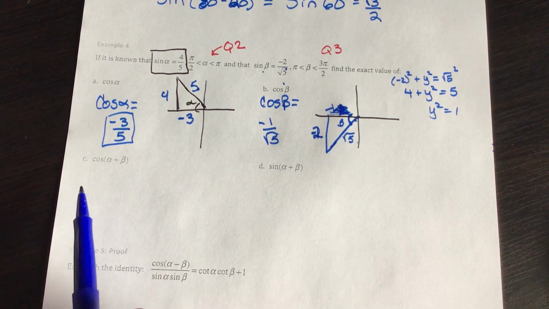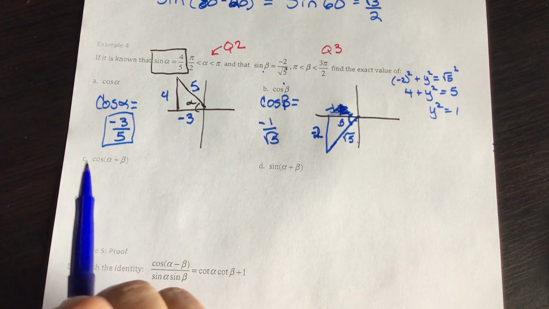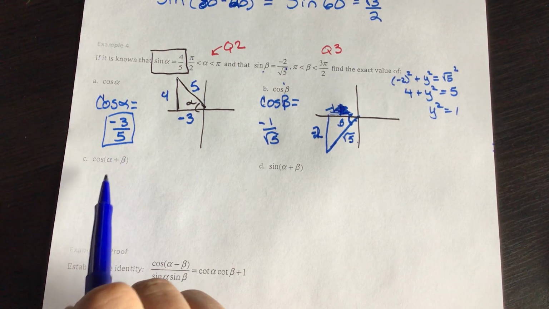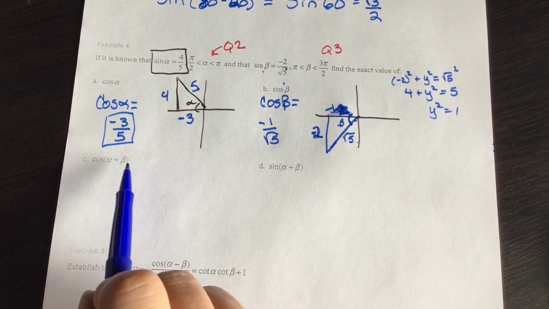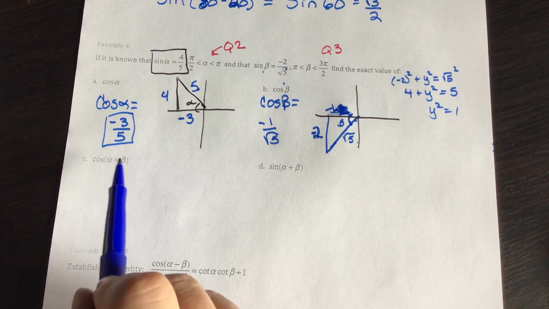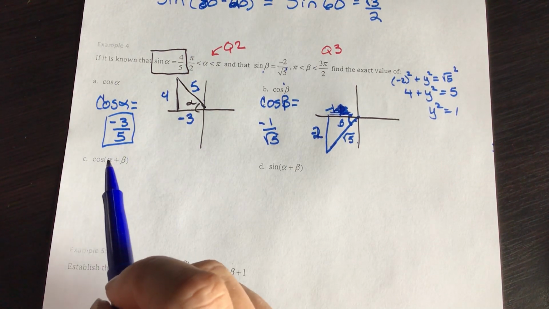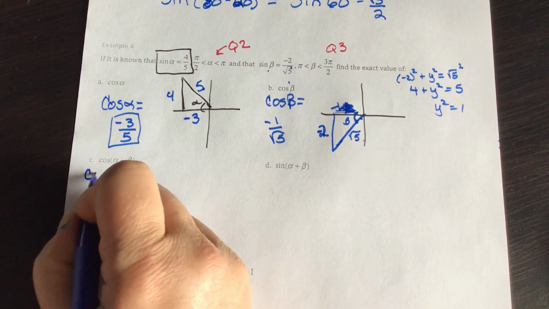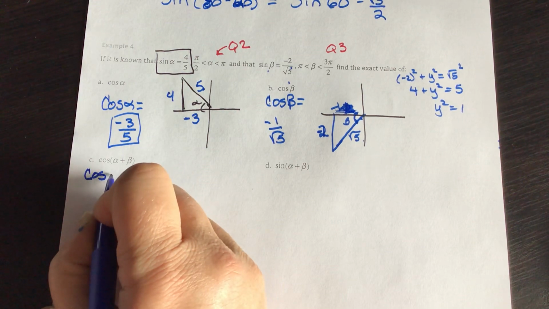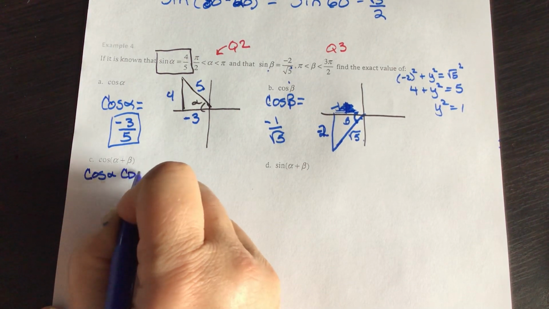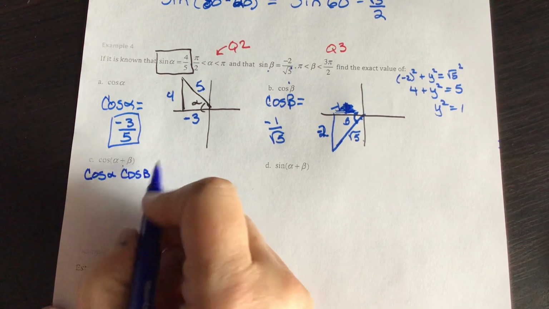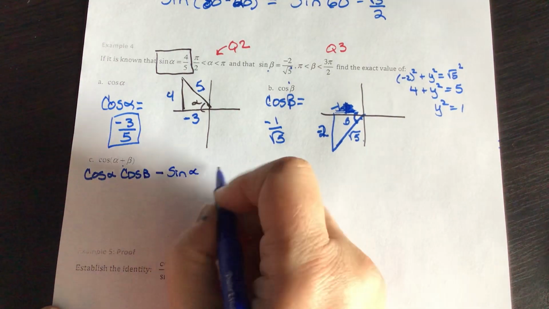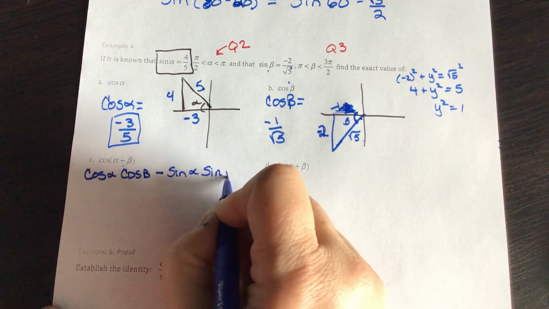All right, so in part C, it's asking us to find cosine of alpha plus beta. So cosine of 2 angles added together. So we're going to use our sum of cosine formula. So I'm going to do cosine of A, cosine of B, switch the sign, and then I'm going to do sine of A and sine of B.